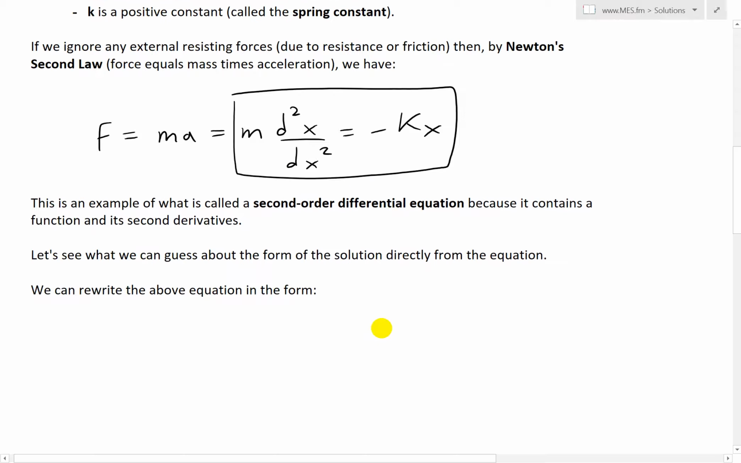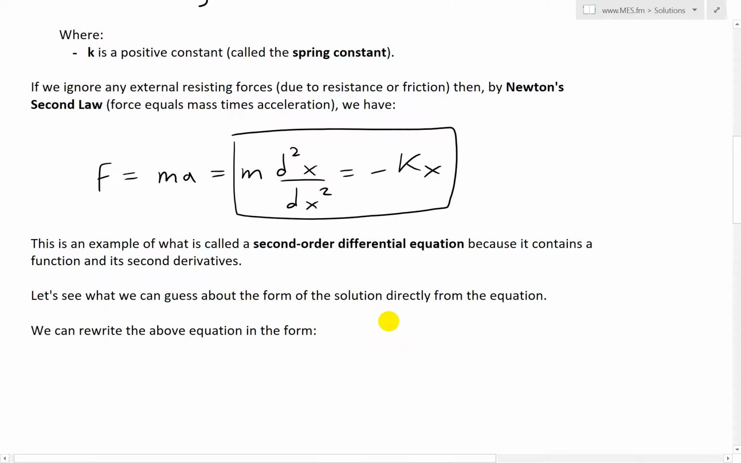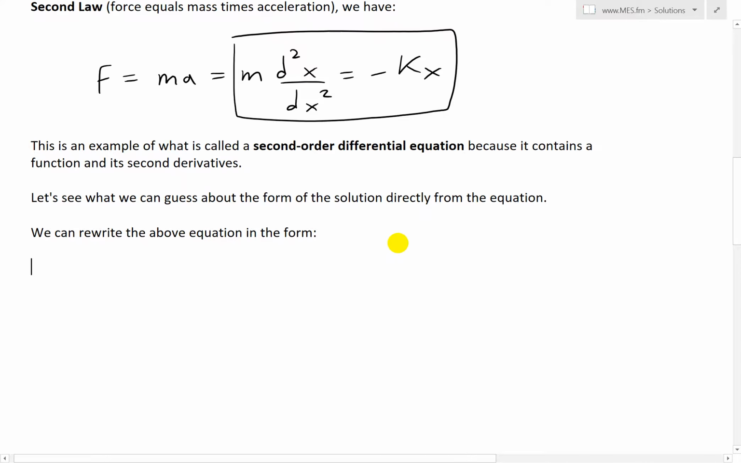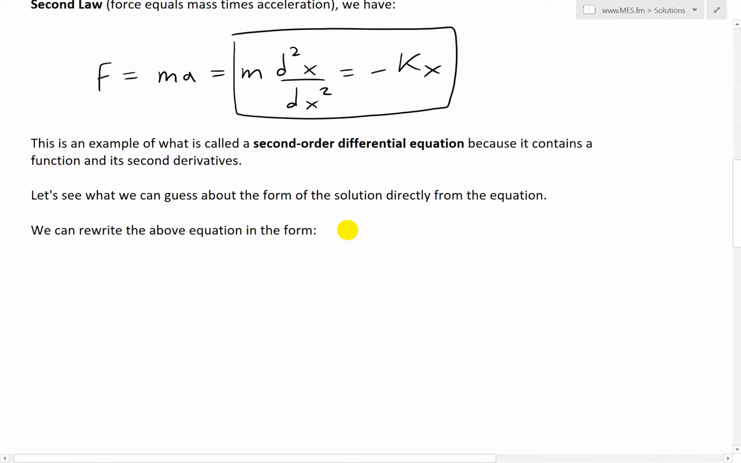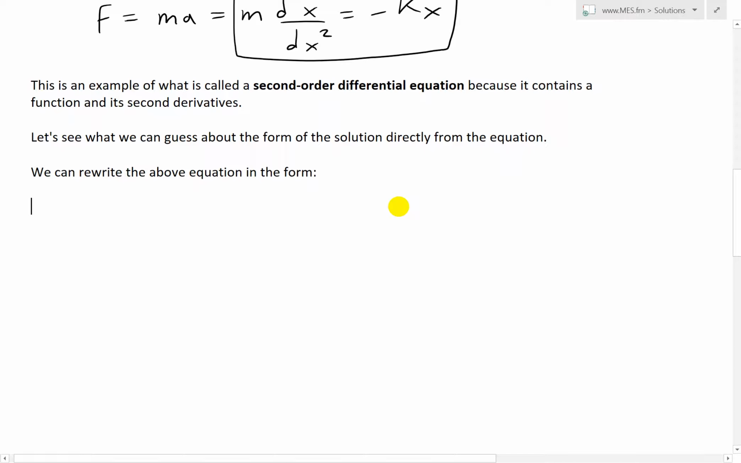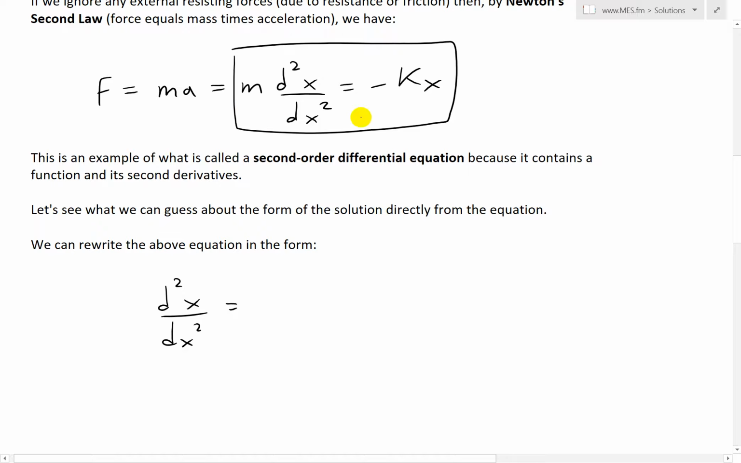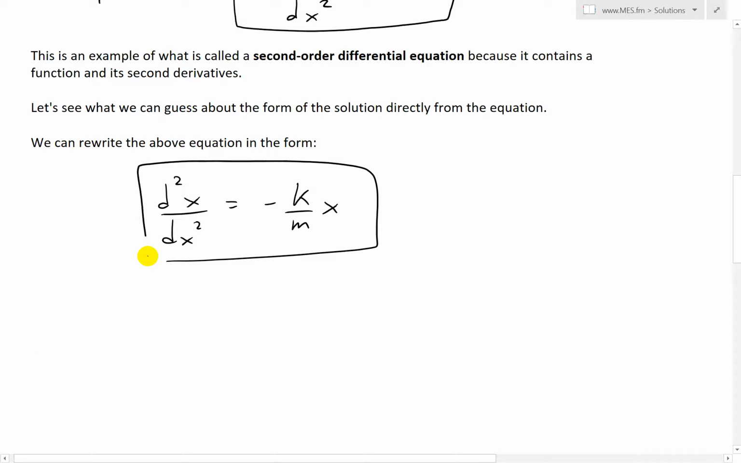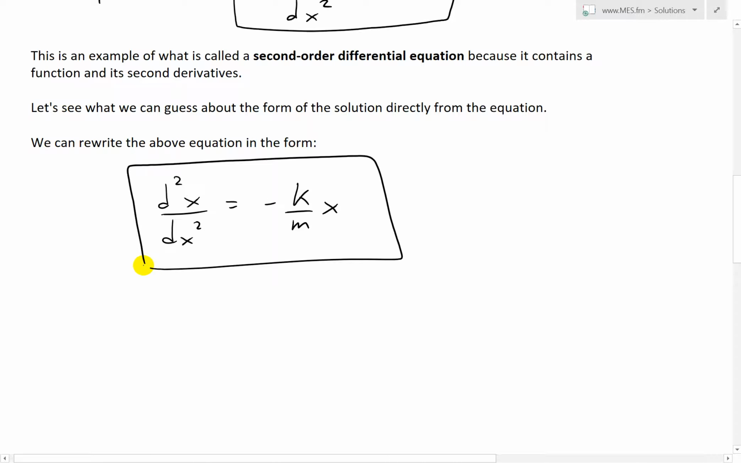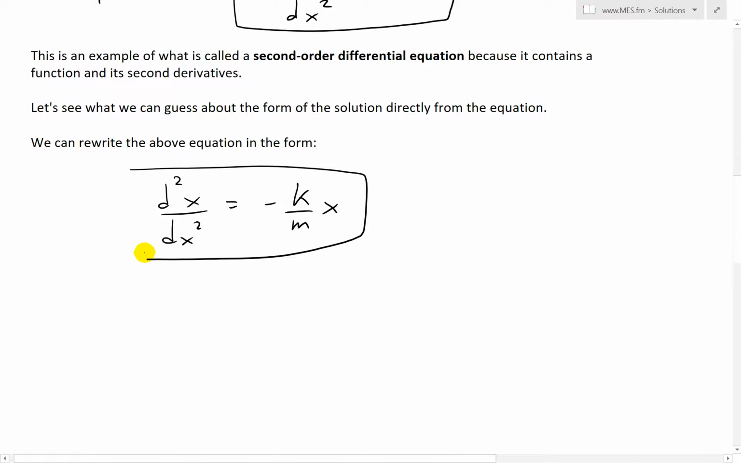So we're going to be doing some guesswork on what the solution is. In later videos I'll go over more explicit ways of finding the solution. But before that, let's rewrite the above equation with the second derivative d²x/dt² on one side, divide by the mass and move the mass to the other side. So we have negative k/m times x, and I'll box that.